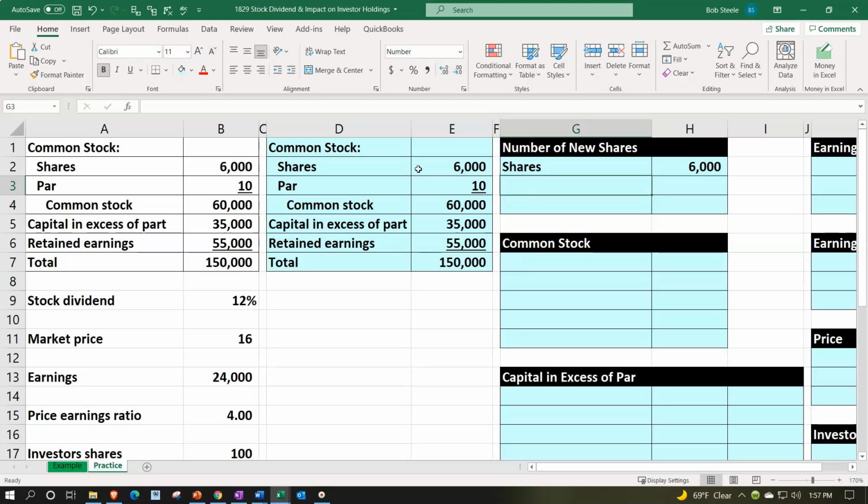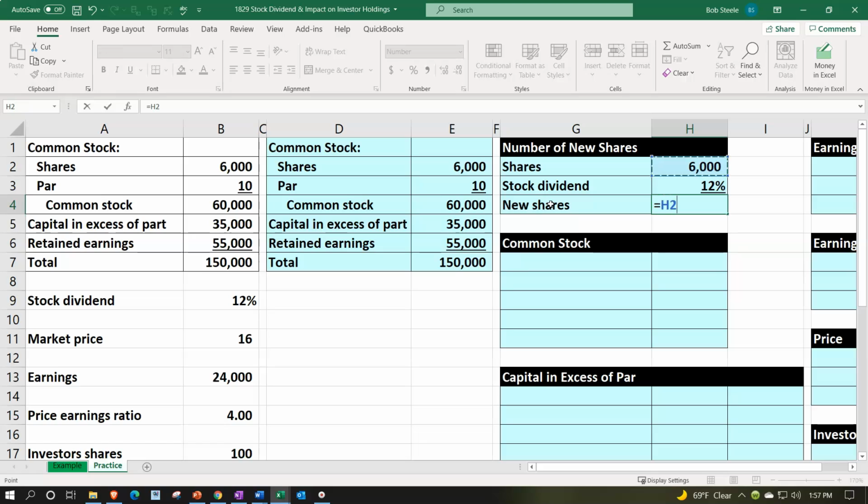And then we're going to take the stock dividends. Stock dividends are going to be the 12%. So that's going to be down here. This is going to be the 12% stock dividend. Let's go ahead and then say we want the Home tab, number group, percent. We're going to underline that, font group, underline, and that's going to give us our new shares. So we got the new shares, equal to the 6,000 times the 12%. That's going to be 720 new shares.